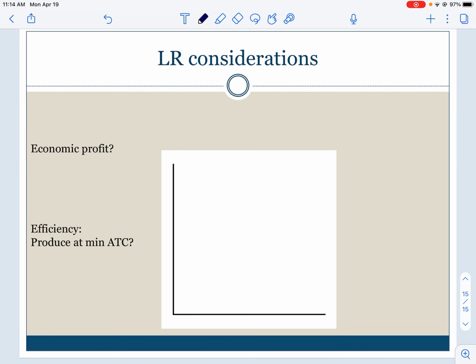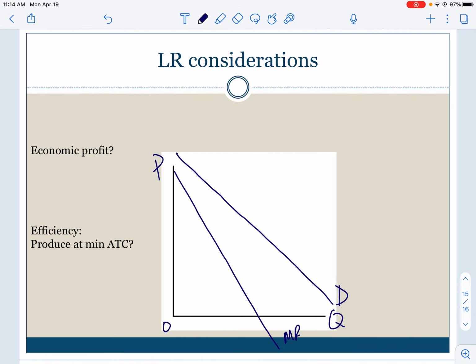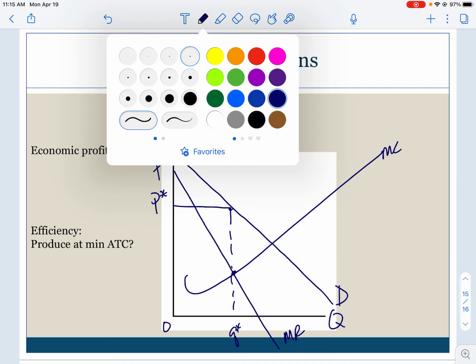So, what is the long run scenario? In differentiated or monopolistic competition, what does the long run picture look like? Well, I'm just going to skip ahead here quickly. There's your profit maximizing output level. There is P star, your profit maximizing price.